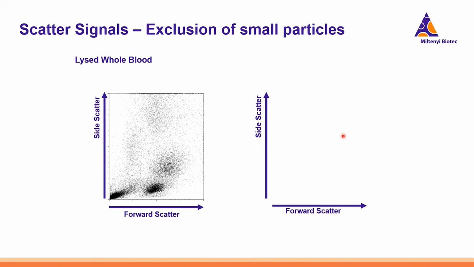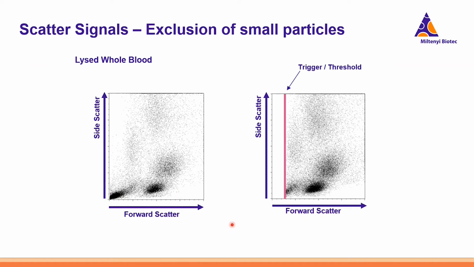Now, when we look at scatter signals, we've been looking at forward scatter and side scatter, and quite often with your preps and your samples that you're running on a flow cytometer, you get a lot of really small particles. And small particles are going to be in this lower left, really low on side scatter area. This could be debris, this could be red blood cells from your prep. And quite often you don't want to look at these smaller particles. So you can set up and use what's known as a trigger or a threshold. And by using a trigger or threshold, we've excluded all of those small particles.